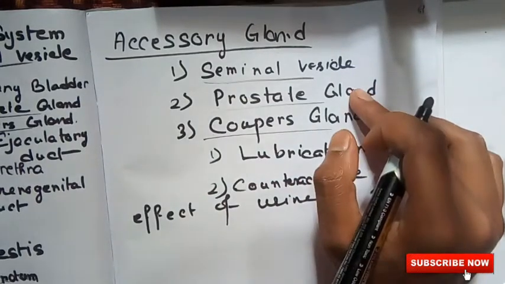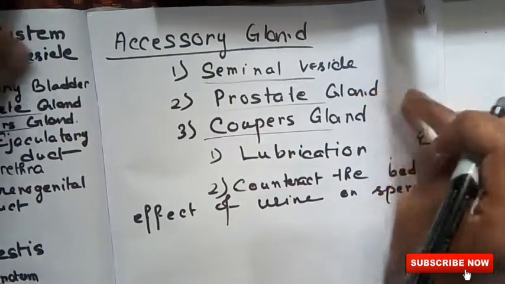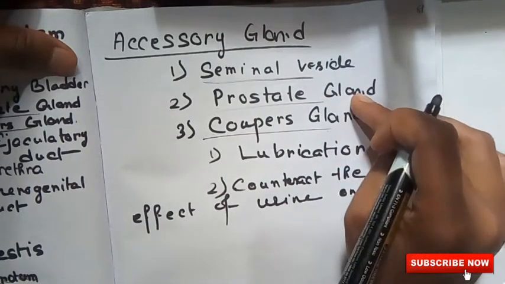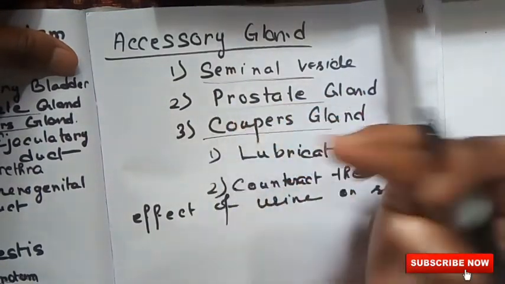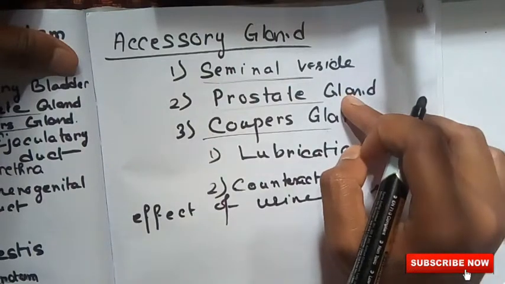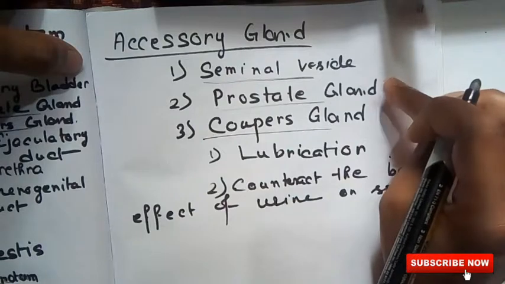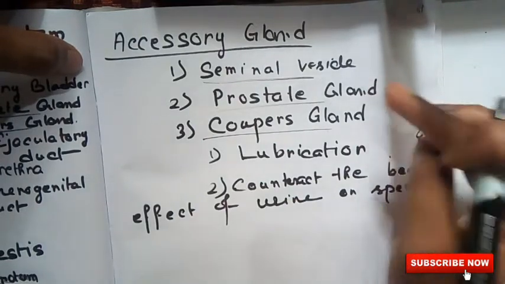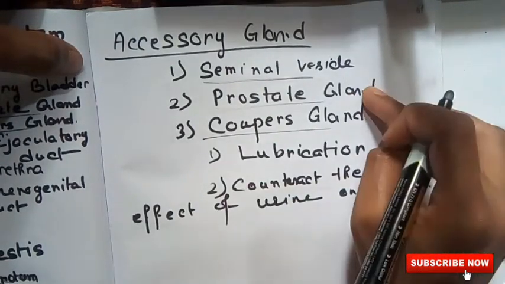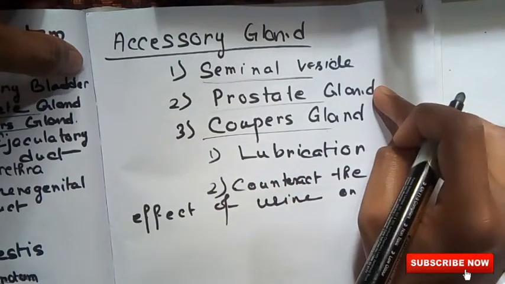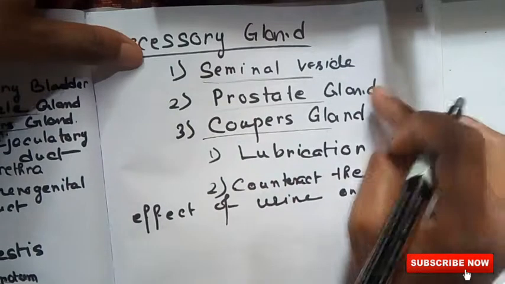Okay, so number two is the prostate gland. The function of the prostate gland: it also secretes a fluid which acts on the motility of the sperm. It's also an alkaline fluid.